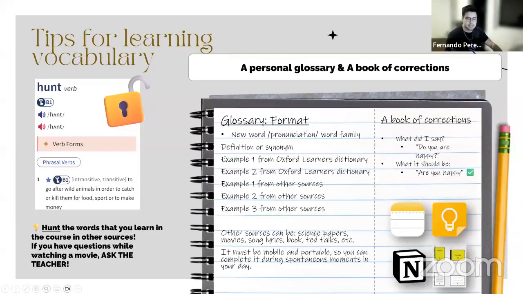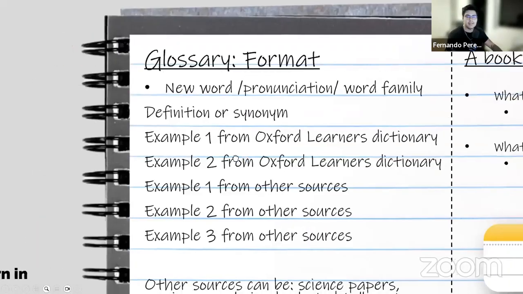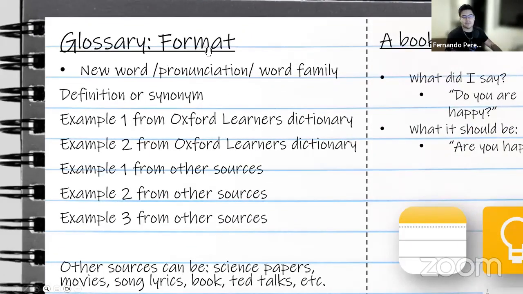I tell my students, like the early ones who need vocabulary, to use the following format. I tell them to write the new word plus the pronunciation, especially because sometimes it's difficult to pronounce some of them. The word family, in case you understand grammar. Of course, if you want to use the correct word, you should consider the word family. Then use a definition or an easier synonym. What I mean by easier synonym is, if my word is C1, what is another way to say the same word with vocabulary that I am familiar with?